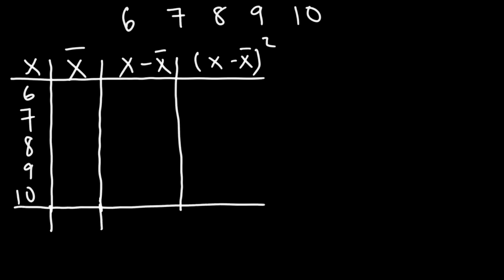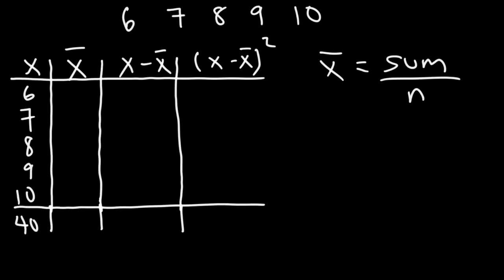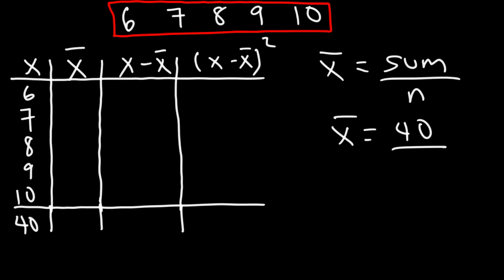Now what we're going to do is take the sum of the first column. The reason for that is it's going to help us to calculate the mean. The mean is going to be the sum of the data values divided by n. If we add 6, 7, 8, 9, and 10, that's going to give us 40. So that's the sum. The mean is going to be 40 divided by n. Now what is n? Looking at our list of numbers, we have 5 numbers in this list. So therefore n is 5. 40 divided by 5 is 8. So the mean is going to be 8, which we'll put in the second column.